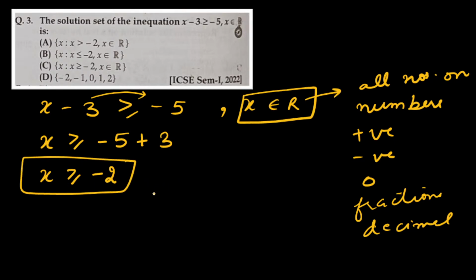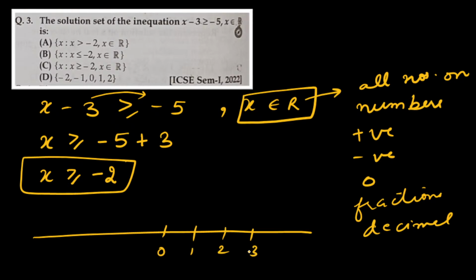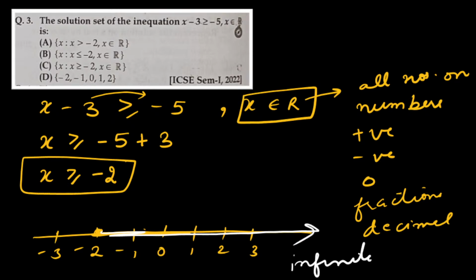When we have real numbers, we cannot write the values, because if this is a number line, with minus 1, minus 2, minus 3, it says x is greater than equals to minus 2. So if I start from minus 2, all the numbers, decimal numbers, everything is included. We cannot write them because infinite solutions are there in case of real numbers.